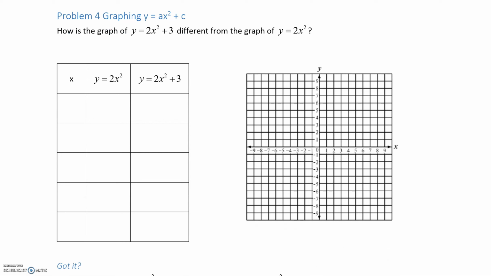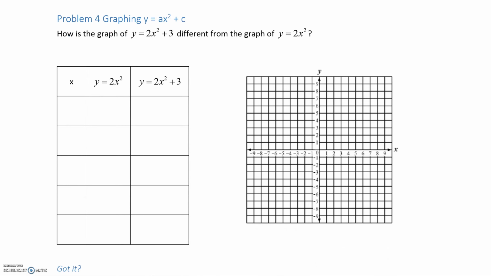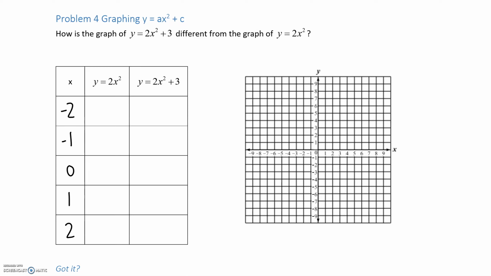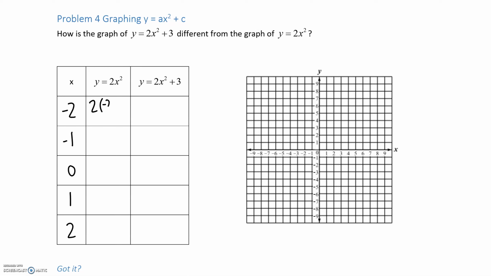Okay, so we want to see how the graph of 2x squared plus 3 is different from the graph of just 2x squared. So for our x values, we're just going to use -2, -1, 0, 1, and 2. So when we plug those in, we do 2 times -2 squared, that's just going to give us 8. Okay, and if we do 2 times -2 squared plus 3, that's going to give us 8 plus 3, which is going to give us 11.